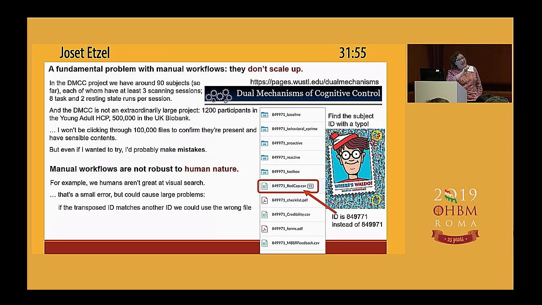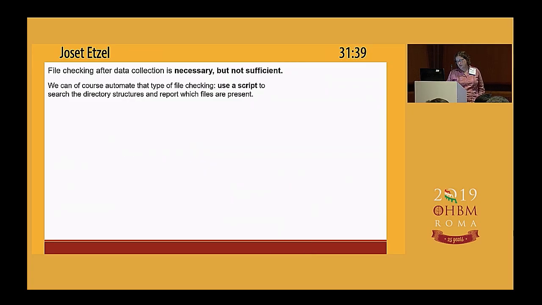If we happen to have a subject ID that had the 99 and the 77 instead of the 99, I could be pulling the wrong file, which of course could be really bad. Or if I was submitting the data set to a repository, that file would show up missing because it was misnamed, et cetera, et cetera.